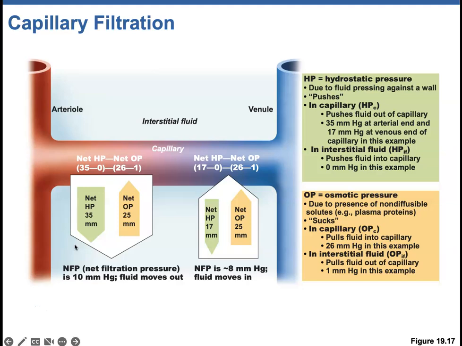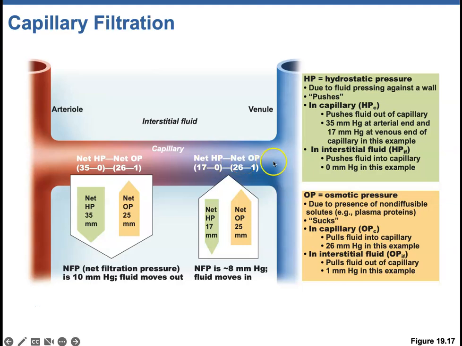So when I ask you on the test and on the quiz about arterial pressure, hydrostatic pressure dominates on the arterial end, and on the venous end, it's osmotic pressure that dominates. So on the arterial end, fluid is going to go from the vessel out, and on the venous end, fluid is going to go from outside the vessel back into the vessel.